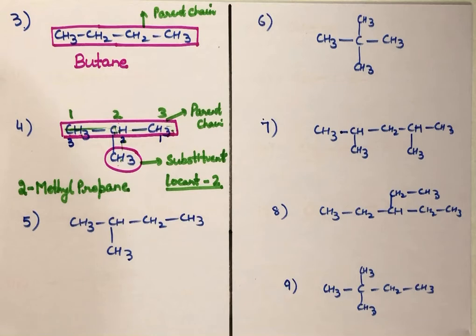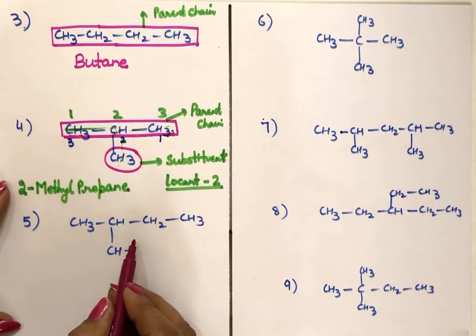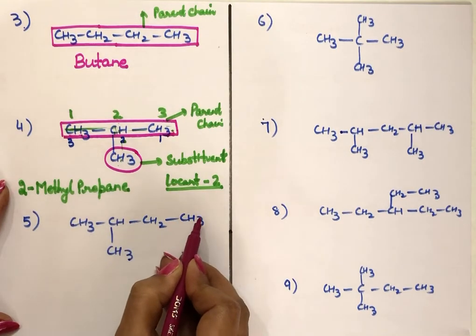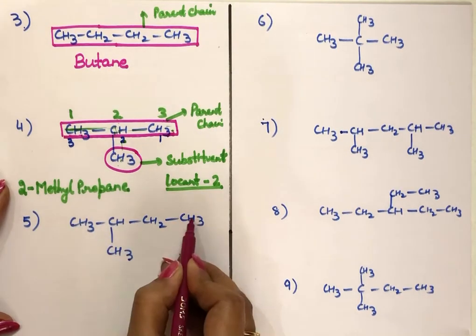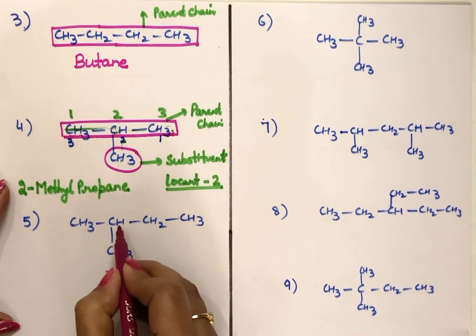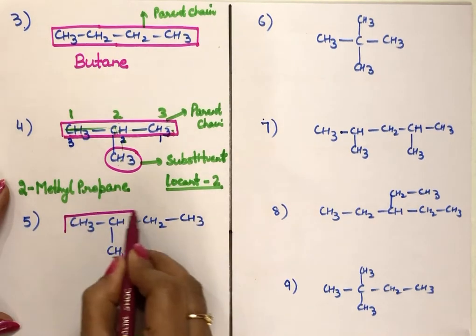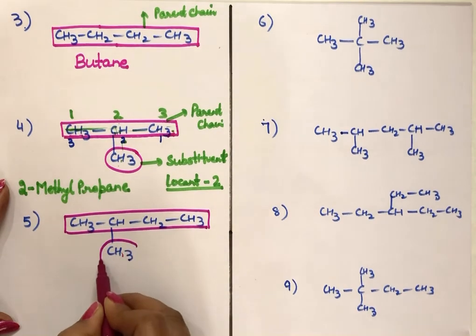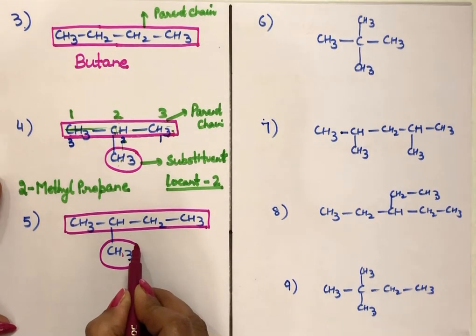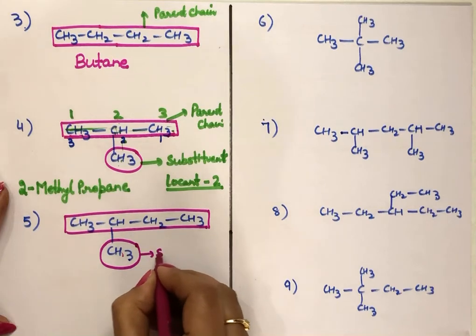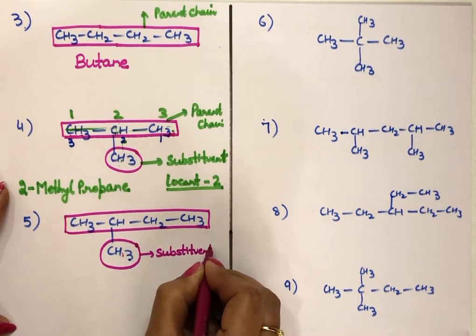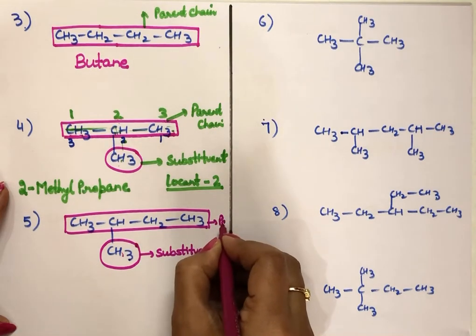Come to the next example. In the same way, in this example, find out the longest continuous carbon chain. This is the longest continuous carbon chain with 4 carbon atoms. Or take this one, this also has 4 carbon atoms. So I am taking the straight one. This is the parent chain. This is not coming in the parent chain, so this is a substituent. So this is the substituent and this is the parent chain.